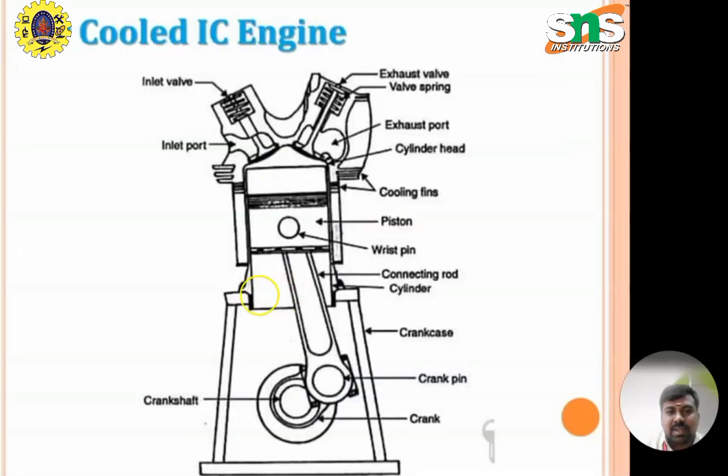So these are the components and layout of the air-cooled IC engine, as already discussed: engine head, inlet valve, exhaust port, inlet port, cylinder head, then cooling fins, piston, connecting rod. The wrist pin is used to connect the small end of the connecting rod to the piston. The crankcase, crank pin and crankshaft: the crank pin is used to connect the bigger end of the connecting rod and the crankshaft.